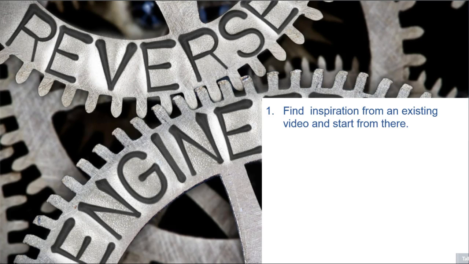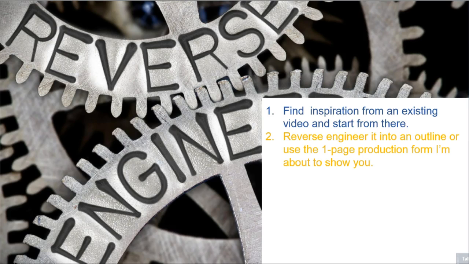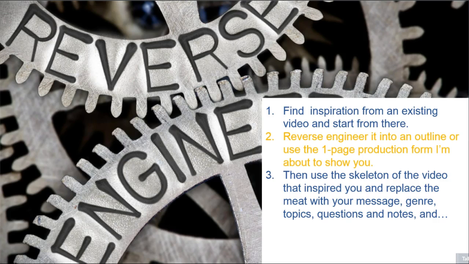It's not, I love this video, I want to make this video because I liked it. You need to make a video that fits with what it is you're trying to say. So find an inspirational video that is close to the type of thing that you're trying to tell your audience, the type of thing that makes you feel the emotion you want others to feel. Reverse engineer it into an outline or one-page production form that I'm about to show you, and then use the skeletons of the video that inspire you and replace the meat with your message, the genres, the topics, the questions, the notes. So you'll use this powerful one-page form that we use to stay focused and move faster.